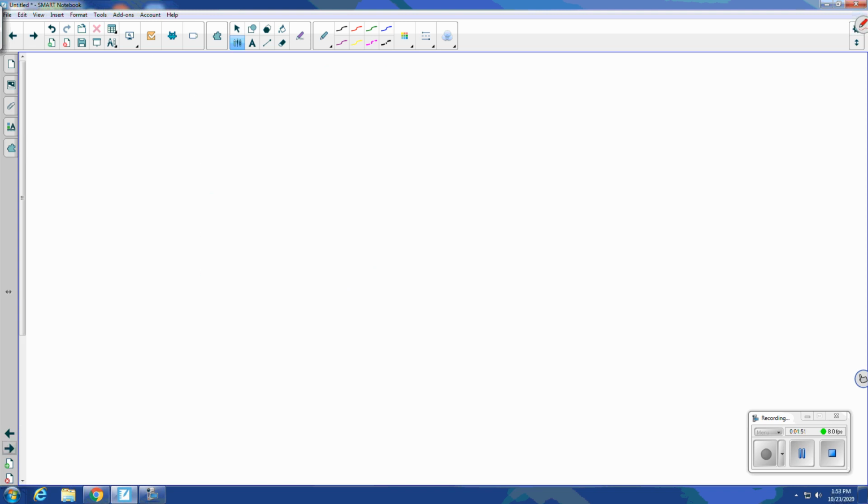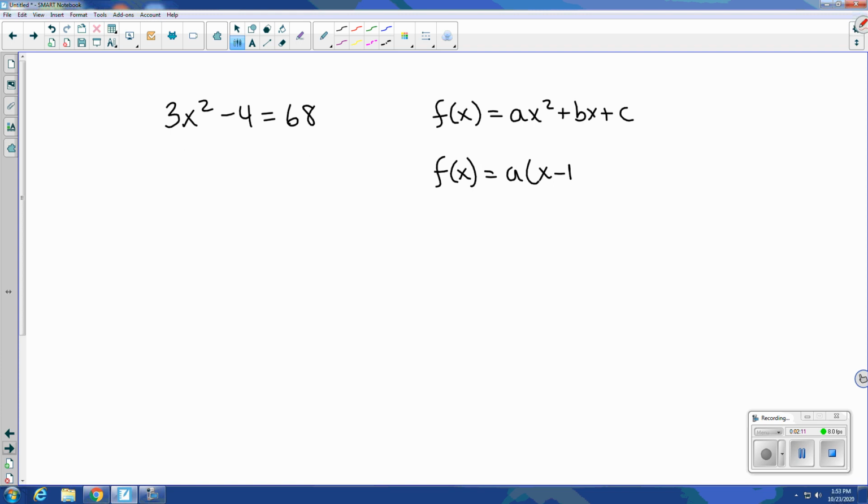Let's say that I have 3x squared minus 4 equals 68. We know that quadratic equations come in two forms. We either have a standard form equation, which looks like ax squared plus bx plus c, or we have a vertex form equation. When we have an equation in vertex form, we can just solve the equation or find its roots or zeros by isolating x using inverse operations. I don't need any special techniques.